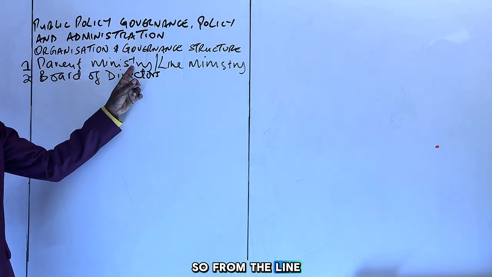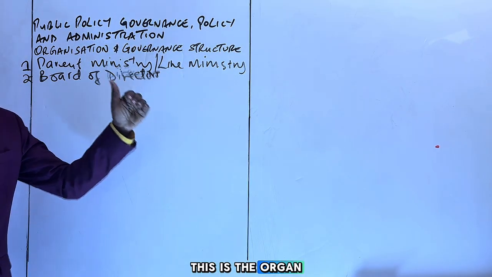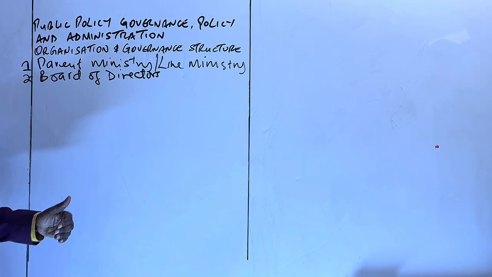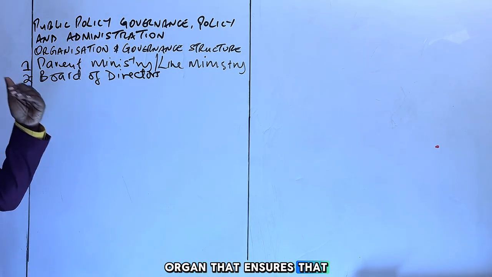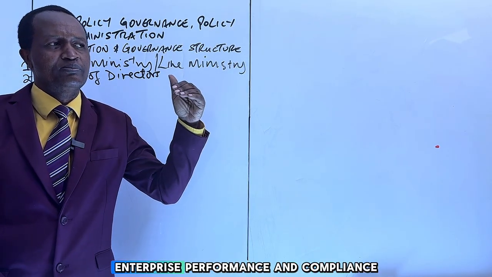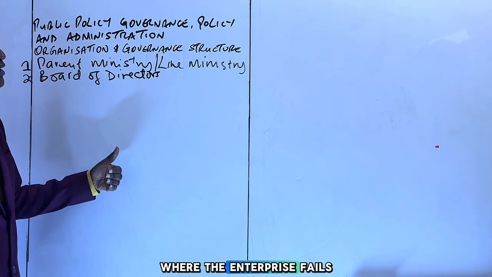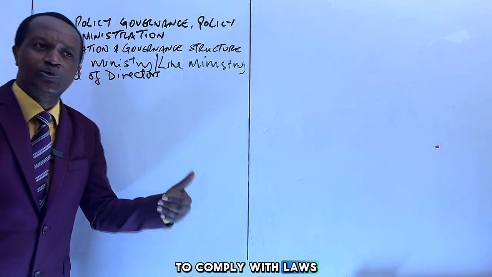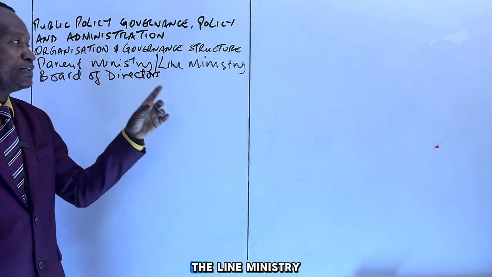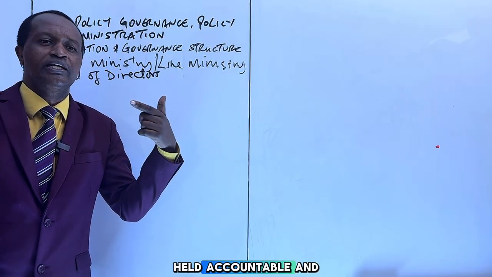So from the line ministry, we have now the board of directors. This is the organ that is responsible for strategic direction. And it is the organ that ensures that there is proper enterprise performance and compliance. Where the enterprise fails to comply with laws, regulations, and even the direction that is given by the line ministry, it is the board of directors who may be held accountable and responsible.